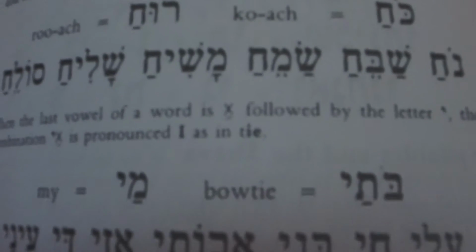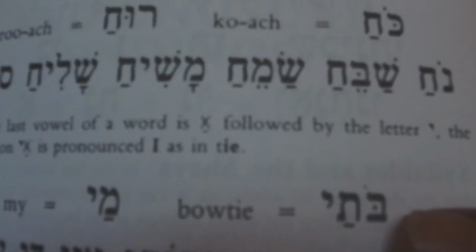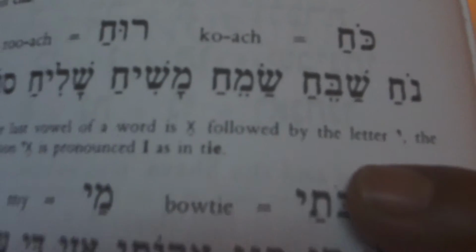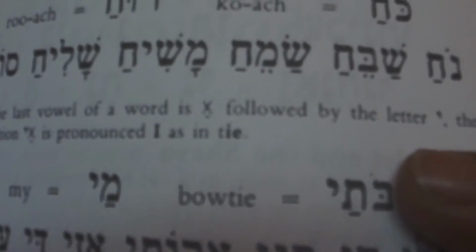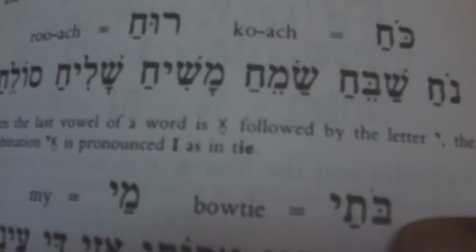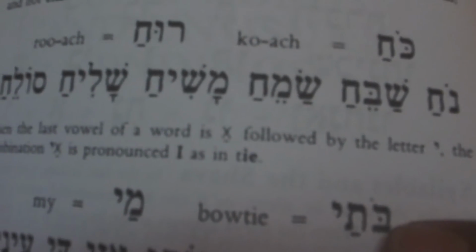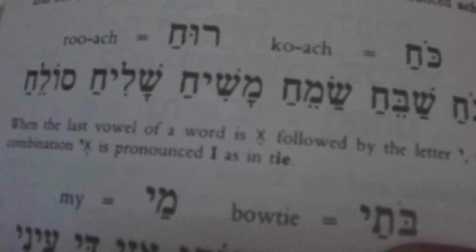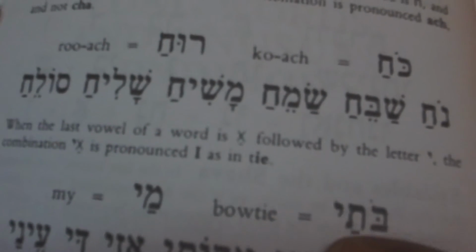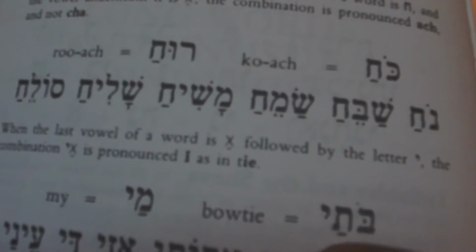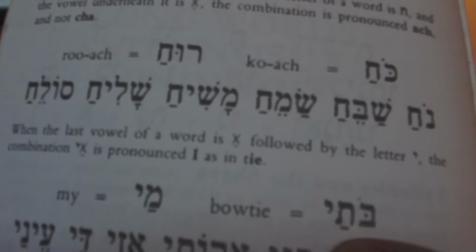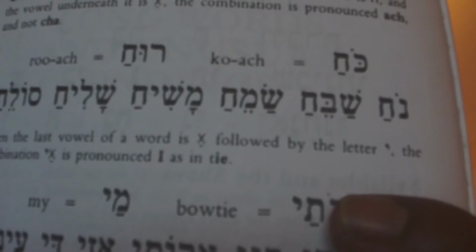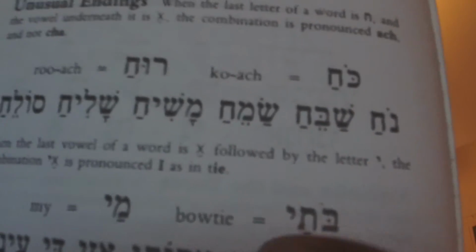And the second example, we have bet with the dot, if you can see it, it's really small, the dot over the consonant giving us the O, so bo. And then here we have a tet with the horizontal line with the yod. So the yod and the horizontal line in combination, regardless of the consonant, which is tet, gives us the I. So bo tie, bow tie.